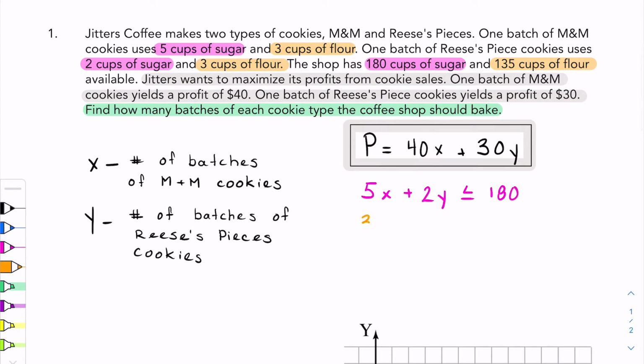For flour, each batch of M&M cookies uses 3. Each batch of Reese's Pieces uses 3. We have a total of 135. This side can add up to be 135 or less. It just cannot be more.